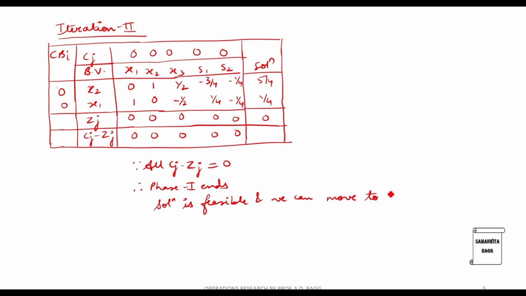move to phase 2. Now this is important because we need to know whether the solution is feasible or not. If the solution is feasible, we can go to phase 2. If it is infeasible, we cannot go to phase 2. So we will go to phase 2 now.